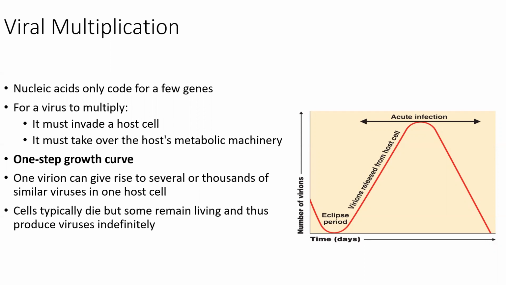If you look at the picture on the right, we say that viruses have a one-step growth curve. Okay, so they're going to get in, they're going to take over the cell machinery, they're going to make new viruses, and they're going to get out. Okay, and so once we walk through the details of these processes, this graph will make a little bit more sense. But what I want you to notice is on the graph, look at these axes, time in days, and then number of virions.